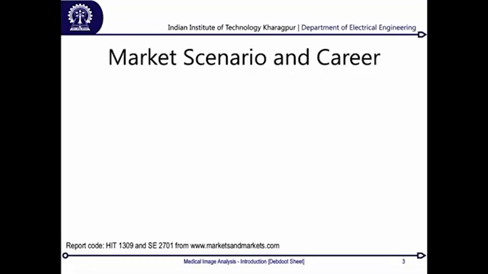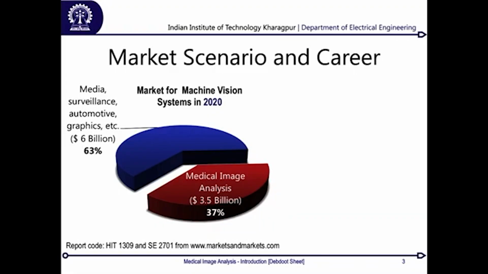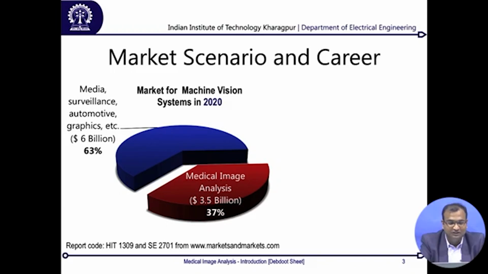If you look into it, by the time of 2020, which is approximately when most of you taking this course will graduate, or be 1 or 2 years into your careers, the whole machine vision market would be worth about $9.5 billion. Out of this, typically $3.5 billion, which is 37% of the total share, would be taken by medical image analysis itself. And this is not so small a chunk in any way.